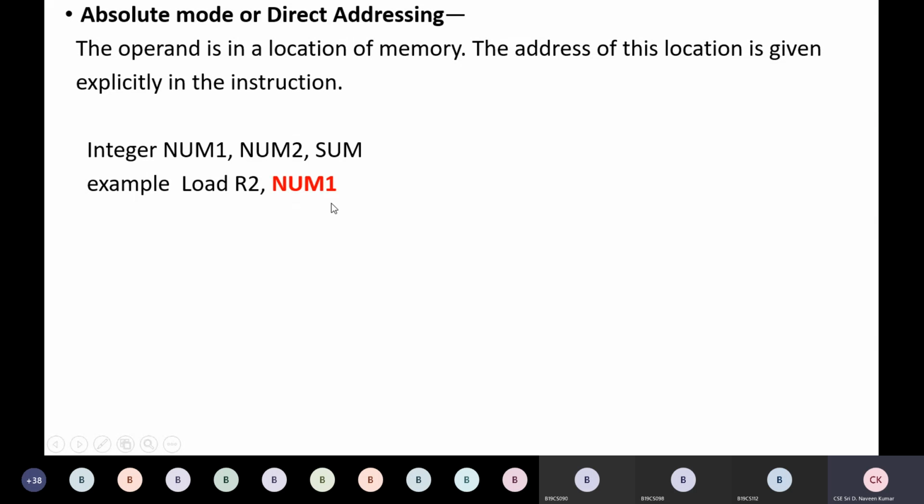Here name1 is representing, can anybody say, is name1 pointing to a location in main memory or a register?